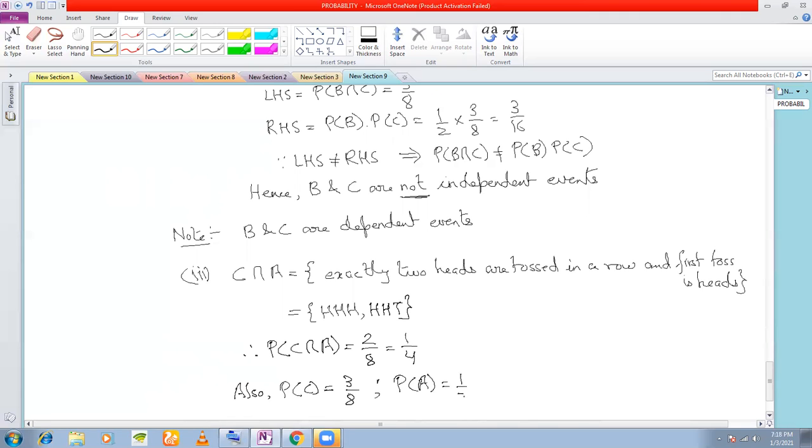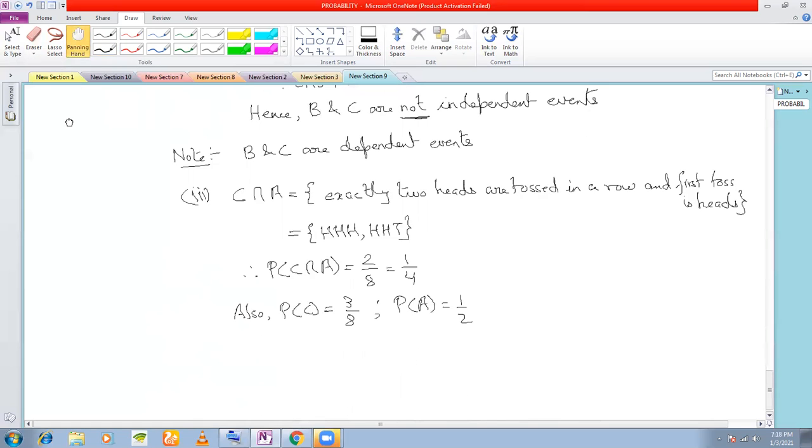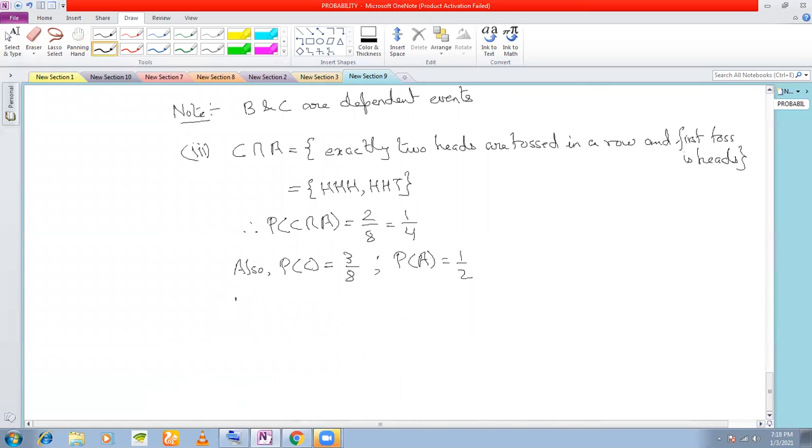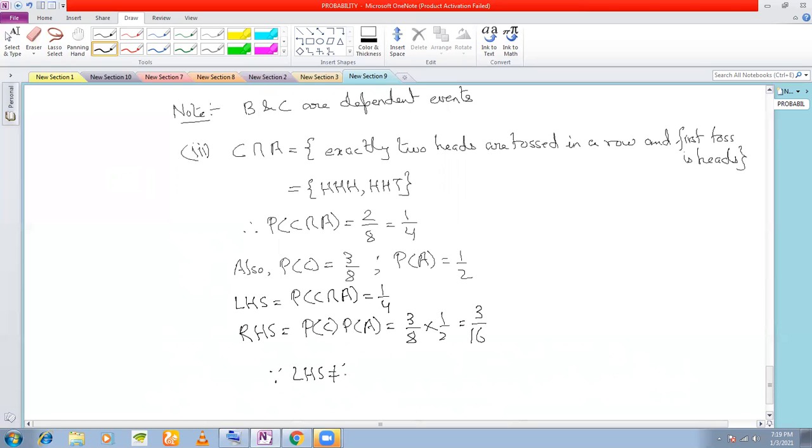PA was half, right? So now let us check whether these are independent or not. So LHS is equal to PC intersection A, which is 1 by 4. And RHS is PC into PA, which is 3 by 8 into half, which is 3 by 16. So that means since LHS not equal to RHS, they are dependent events. Yes, they are not independent and therefore they must be dependent events.